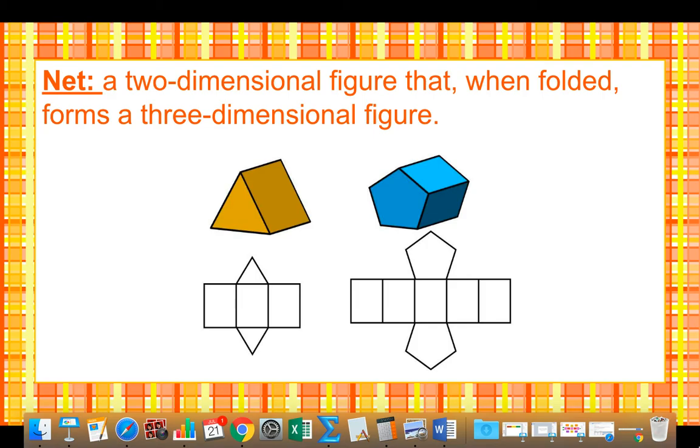A net, you will recall from earlier studies, is a two-dimensional figure which, when you cut it out and you fold it along the edges, forms a three-dimensional figure. It's important for us to be able to consider the net of an object because it helps us determine the surface area of the object.